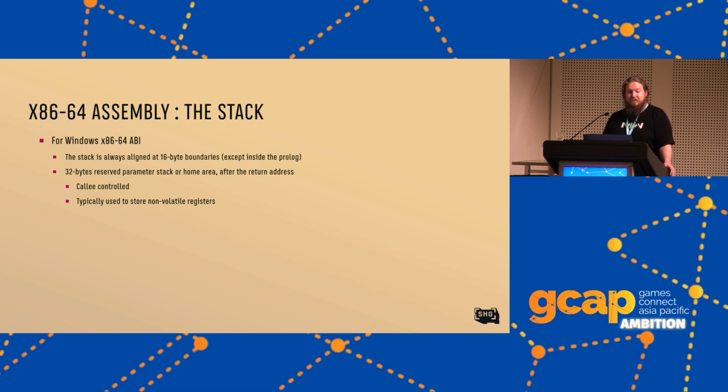For Windows 64-bit, there's an ABI, an application binary interface, that gets defined for how the stack should be used. And for it, the stack should always be aligned to 16-byte boundaries. And there's also a 32-byte reserved parameter stack home area just after the return address. It gets controlled by the callee and it can change anything within there.